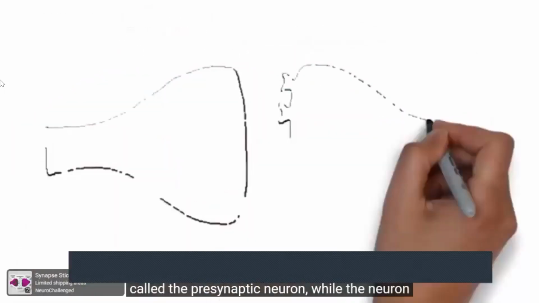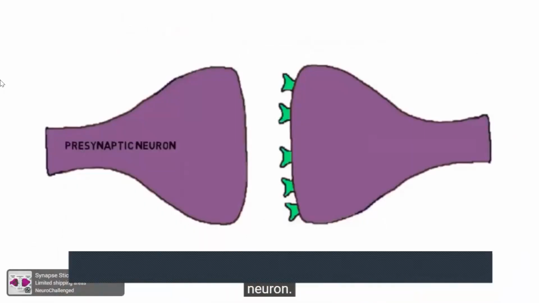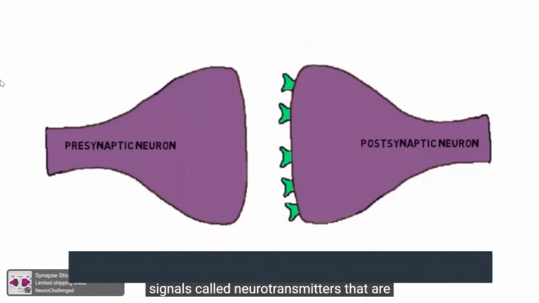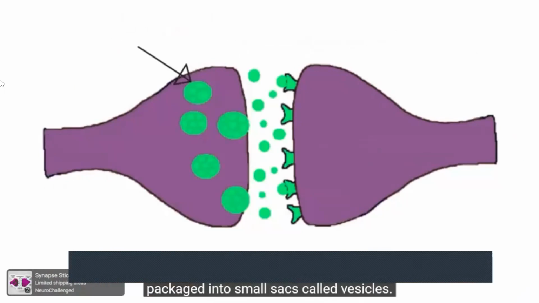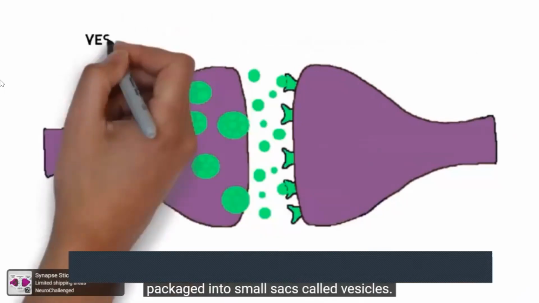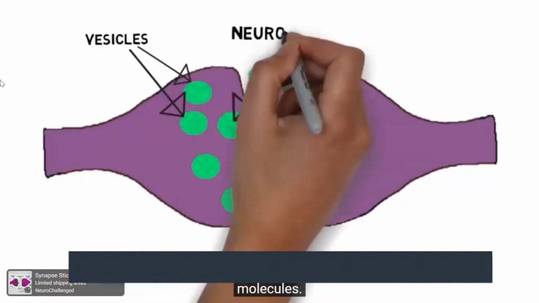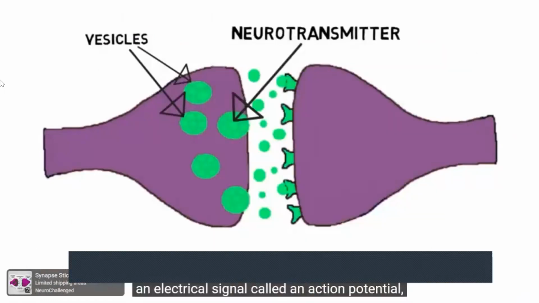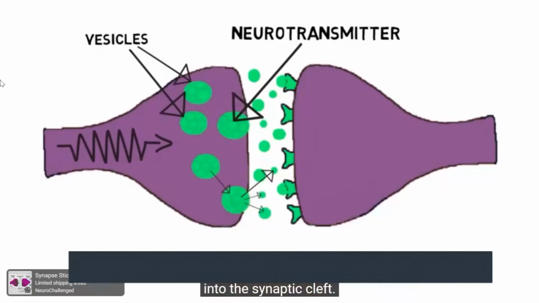The neuron where the signal is initiated is called the presynaptic neuron, while the neuron that receives the signal is called the postsynaptic neuron. In the presynaptic neuron, there are chemical signals called neurotransmitters that are packaged into small sacs called vesicles. Each vesicle can contain thousands of neurotransmitter molecules. When the presynaptic neuron is excited by an electrical signal called an action potential, this causes the vesicles to fuse with the presynaptic membrane and release their contents into the synaptic cleft.